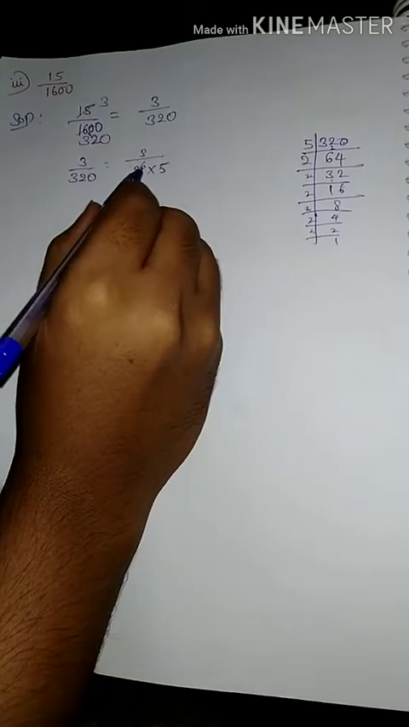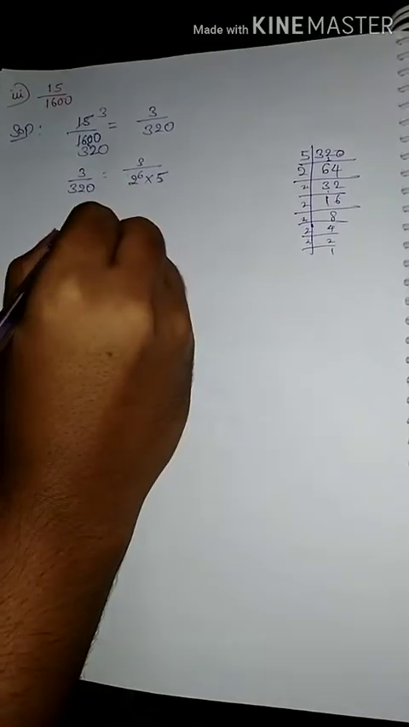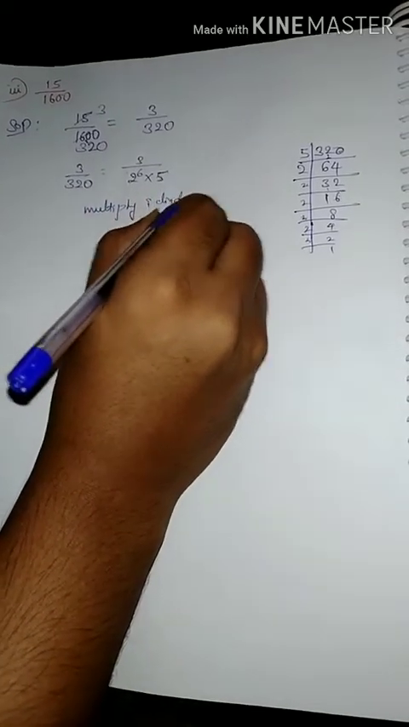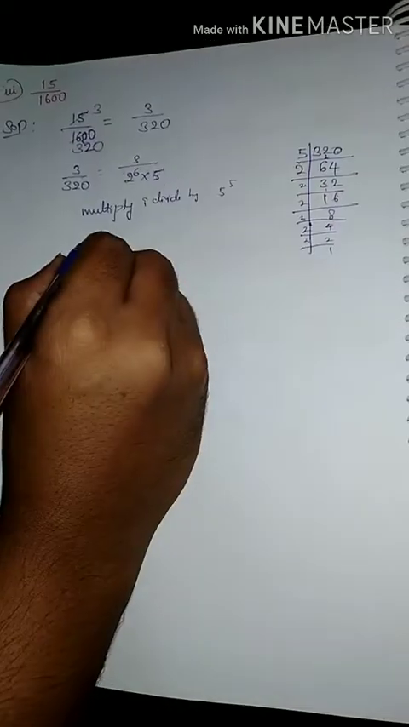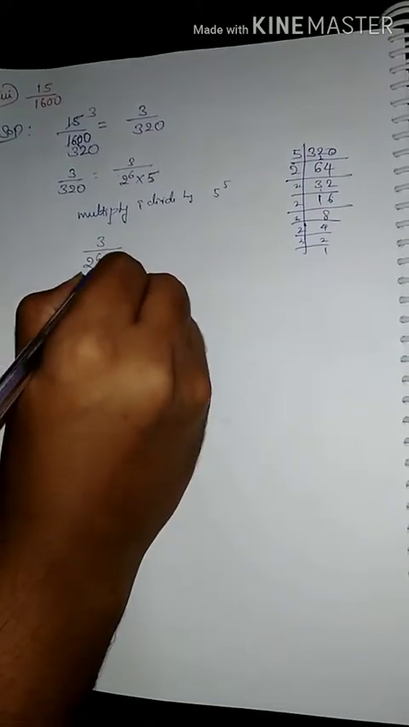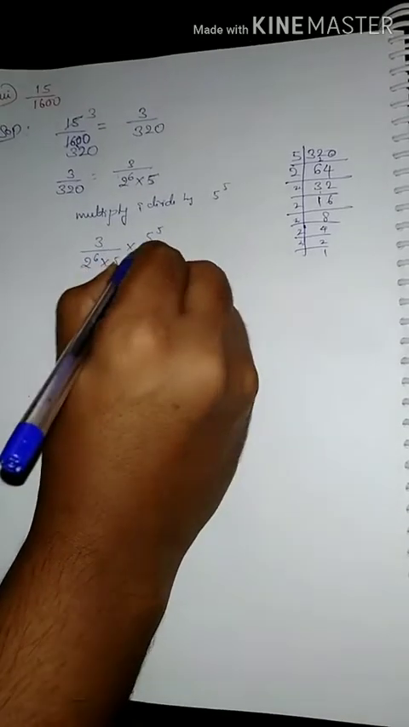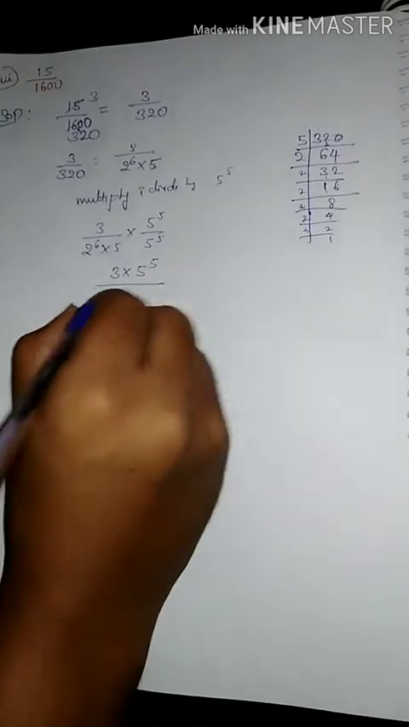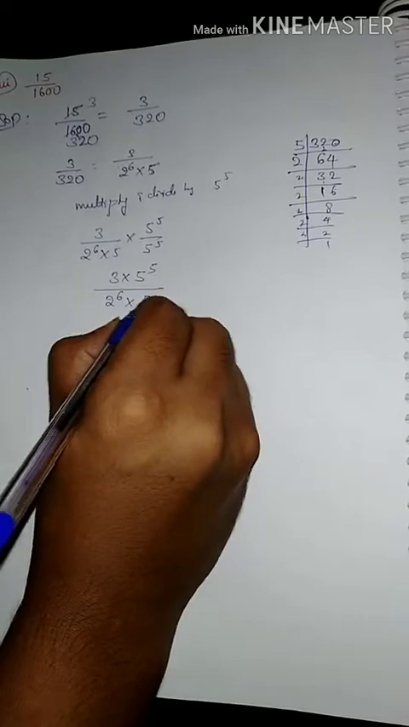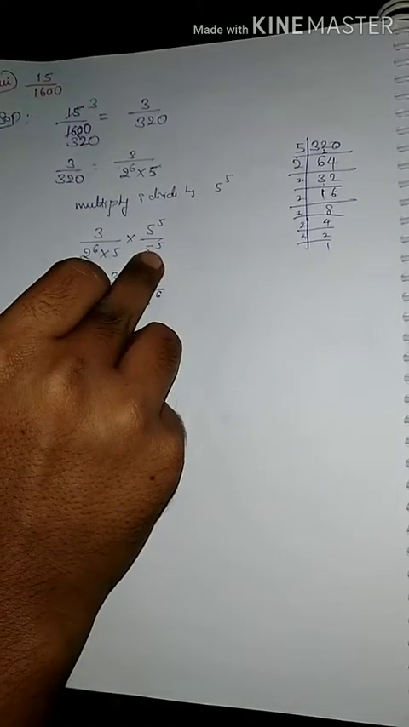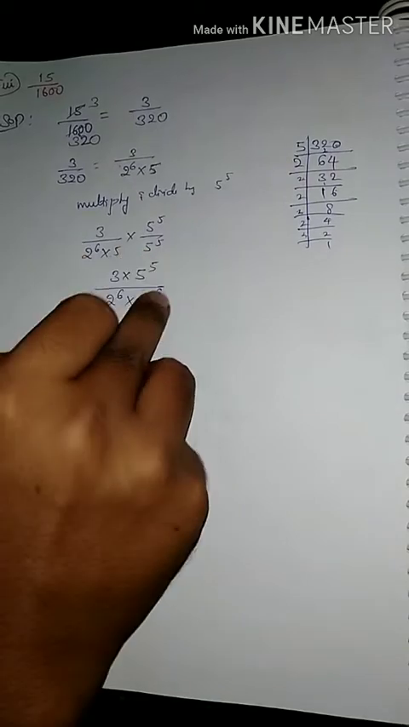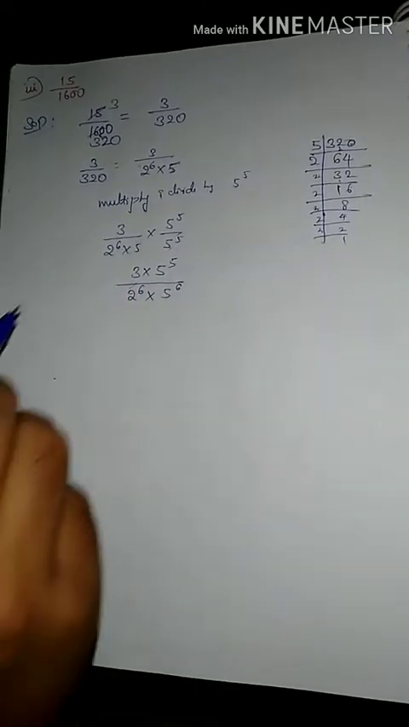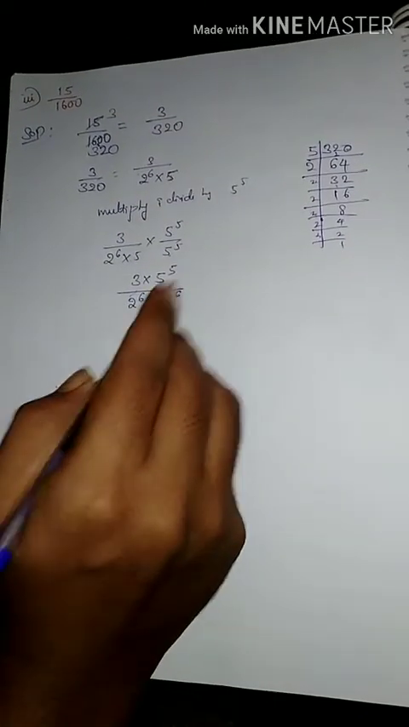Here the power of 2 is 6 but the power of 5 is 1. So multiply and divide by 5 to the power 5. So it becomes 3 divided by 2 to the power 6 into 5, into 5 to the power 5 divided by 5 to the power 5. So it is 3 into 5 to the power 5 divided by 2 to the power 6 into 5 to the power 6, because 5 to the power 5 into 5 to the power 1 is 5 to the power 6. It is in the form a to the power m into a to the power n, and we know that is a to the power m plus n.